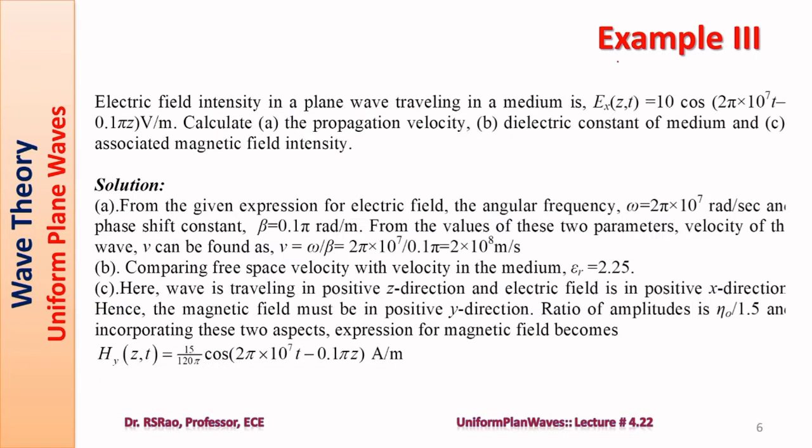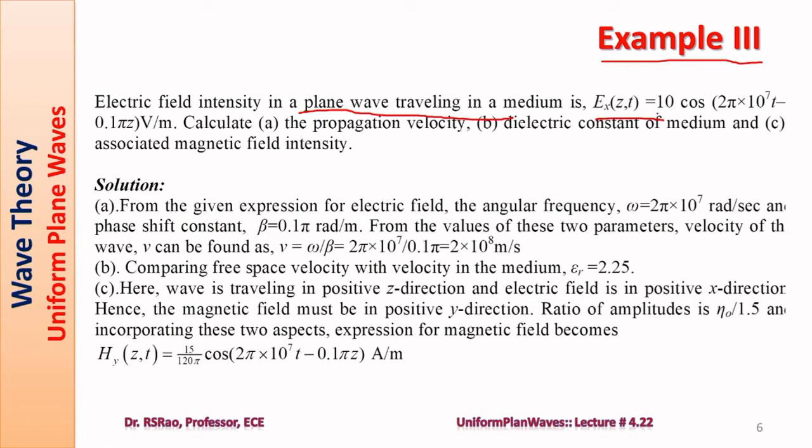We consider another problem. Example 3. The electric field intensity in a plane wave traveling in a medium is given by E(z,t) equal to 10 cos(2 pi into 10 power 7 t minus 0.1 pi z) volts per meter. Calculate A, the propagation velocity, B, the dielectric constant of the medium, and C, the associated magnetic field intensity.